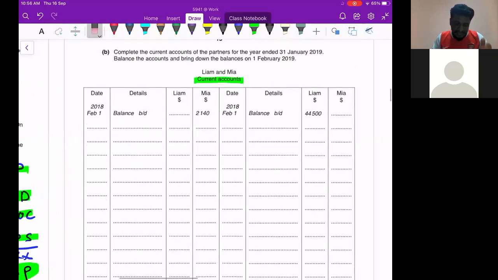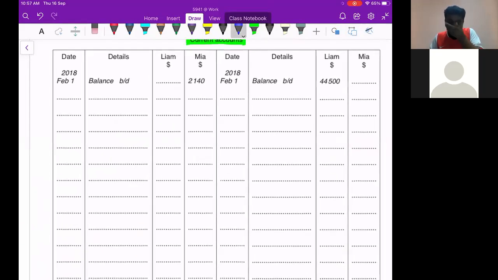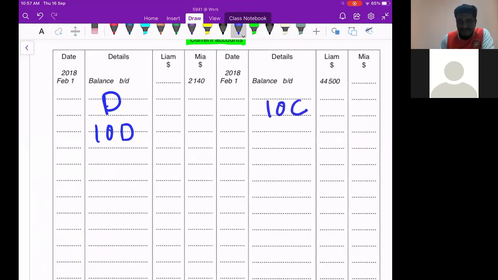Question number B is complete the current account of the partners for the year ended 31st January 2019. Balance the account, bring down the balance. Okay, that one is normal. So I'll start with, you remember the current account format? Drawing will be here. Interest on drawing will be here. Interest on capital will be here. Partner salary will be here.